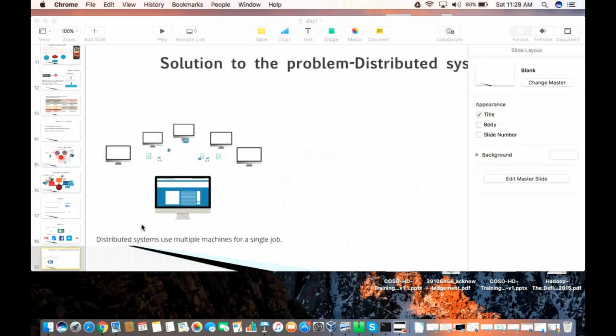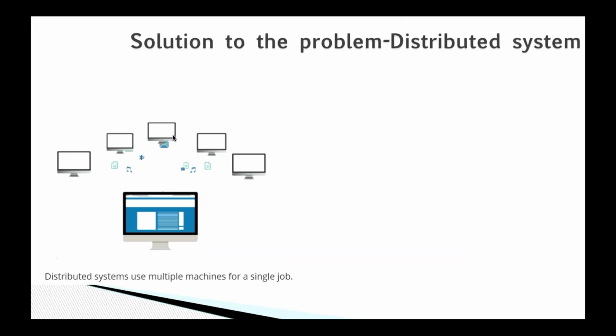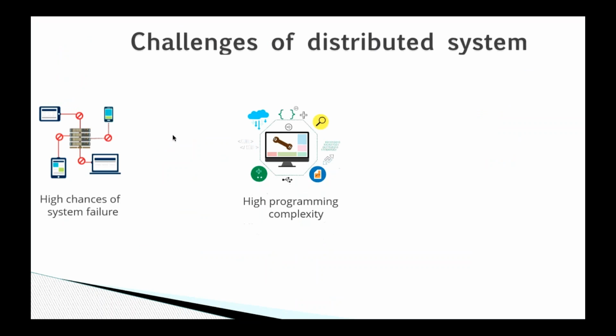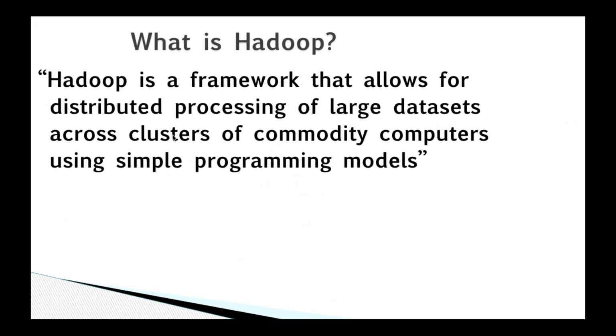So the solution to the problem is the distributed system, and the problems faced by a distributed system are high chances of system failure, and high programming complexity as well. So the solution is Hadoop. Hadoop is a framework that allows for distributed processing of large data sets across clusters of commodity computers using simple programming models. Just now I discussed that it is a framework that allows distributed processing of large data sets across a cluster of different nodes that are cheap commodity hardware.